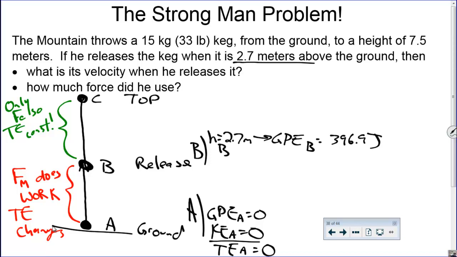There's velocity at B, and I just don't know what it is, right? That's one of the questions. What is the velocity when he releases it? So I don't know the kinetic energy at point B, and therefore I don't know the total energy at point B, right?